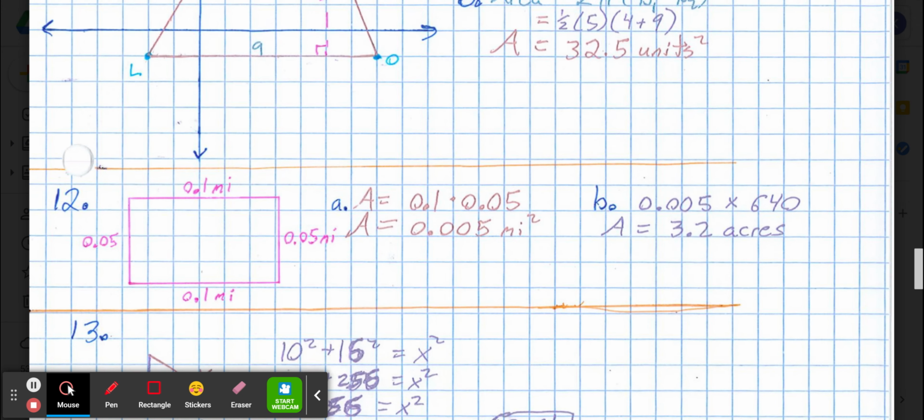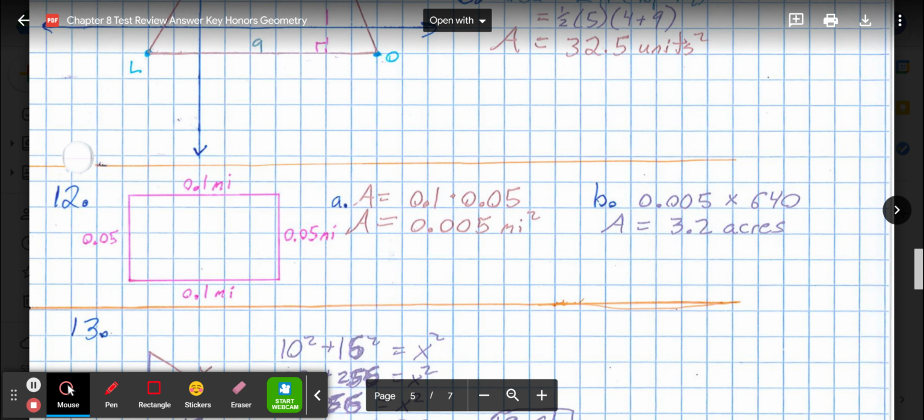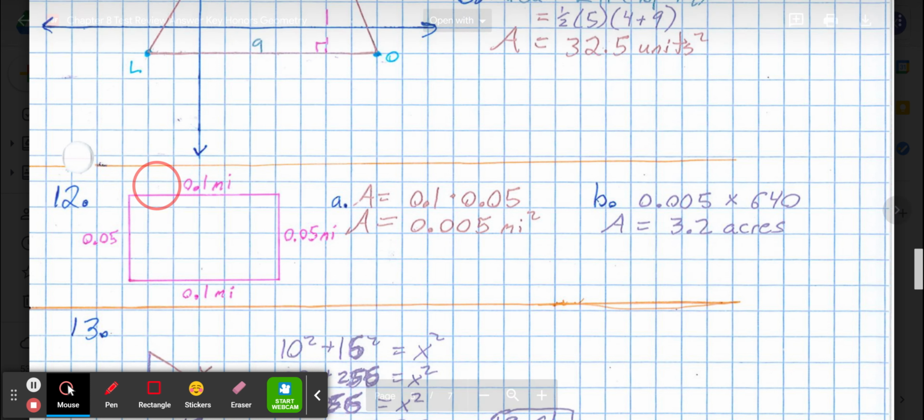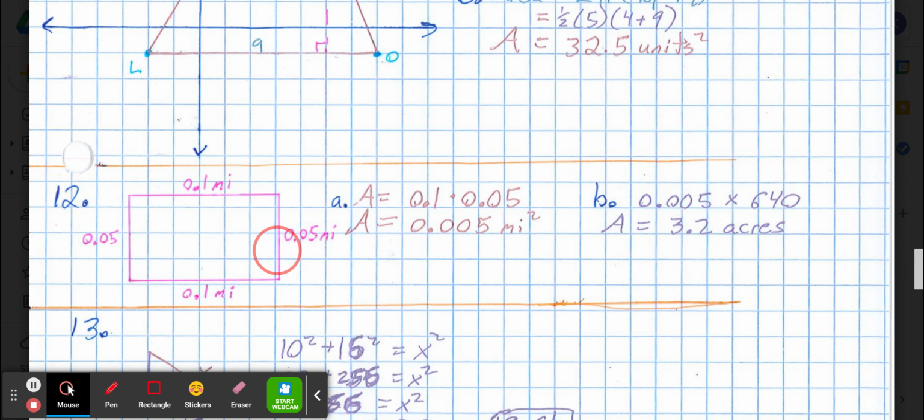Now in number 12, they gave us the measurements of a rectangular plot in miles, and they want us to first find the area in square miles. So if it has a length east to west of 0.1 miles and a height north to south of 0.05 miles, we just have to multiply those two to get the area. So the area of the rectangle in square miles would be 0.005 square miles.